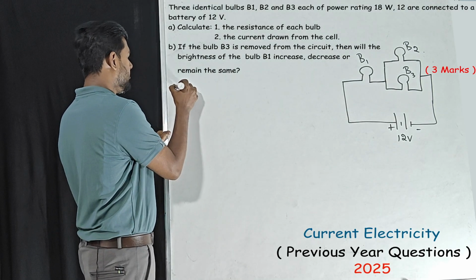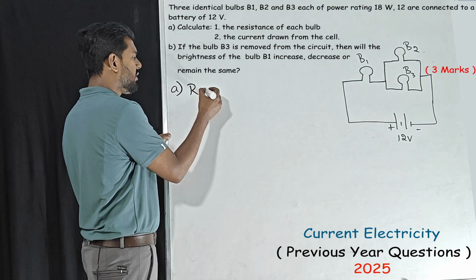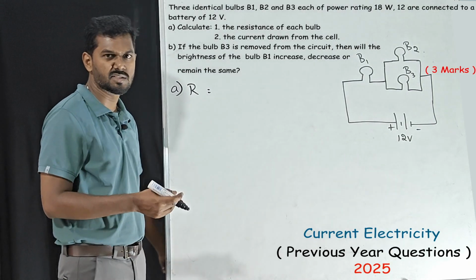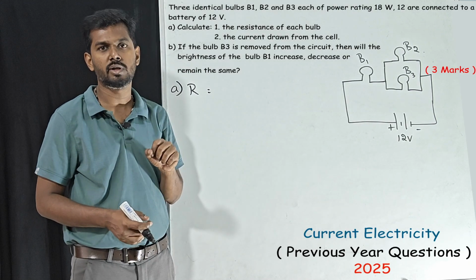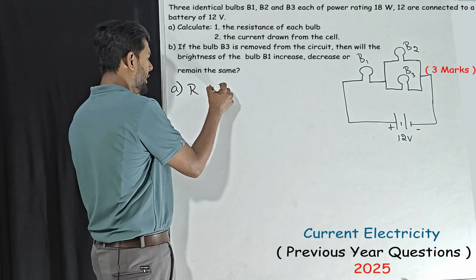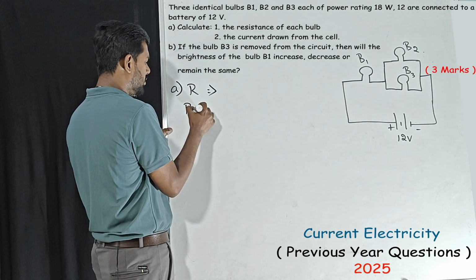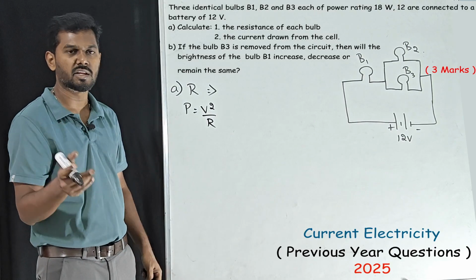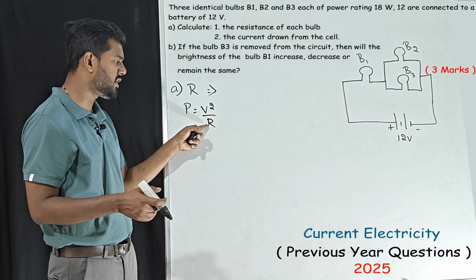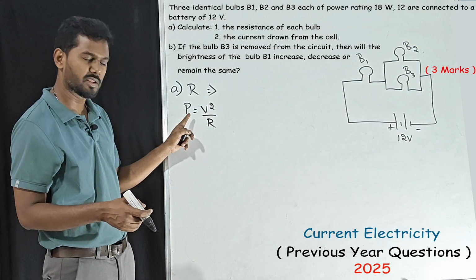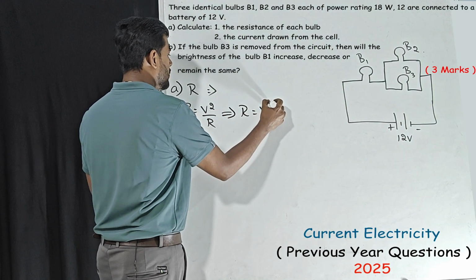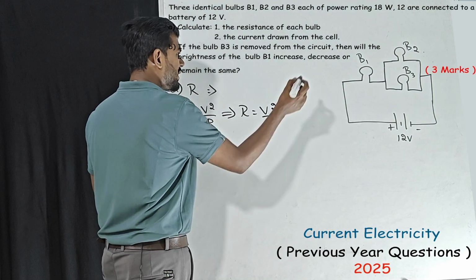Now calculate the resistance of each bulb. First one, we have to calculate the resistance of one bulb. Resistance of one bulb is equal to, how to find resistance using power and voltage? See, the main formula will be P is equal to V square by R. If current is not given, using power and voltage, we can find resistance. This is the formula. To find resistance, R is equal to V square by P. What is V?